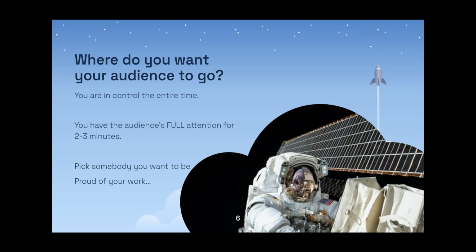So, where do you want your audience to go? You are in control the entire time. You have the audience's full attention for 2 to 3 minutes. Pick somebody that you want to be proud of your work. It doesn't have to be your teachers, it doesn't have to even be your peers or your classmates. Pick somebody in your house or that you live with or that you're connected or close to that you want to be proud of your work.